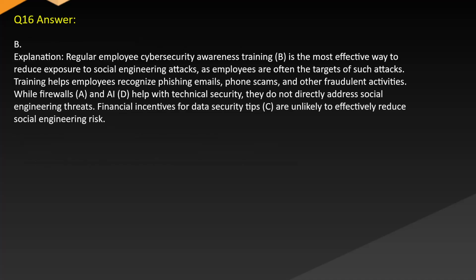Answer B. Explanation. Regular employee cybersecurity awareness training (B) is the most effective way to reduce exposure to social engineering attacks, as employees are often the targets of such attacks. Training helps employees recognize phishing emails, phone scams, and other fraudulent activities, while firewalls and IDS help with technical security. They do not directly address social engineering threats. Financial incentives for data security tips (C) are unlikely to effectively reduce social engineering risk.